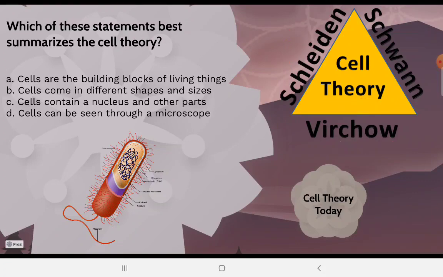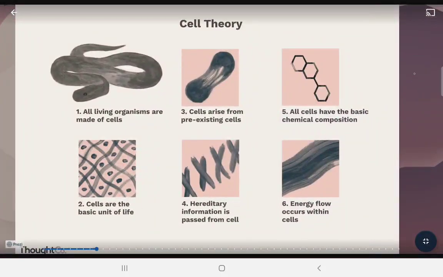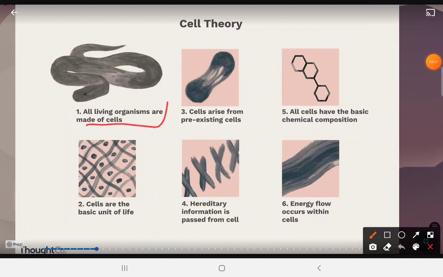And we've actually expanded upon that in this class. And so here's the actual 6 parts. All living organisms are made of cells. If you are alive, you are made of cells. And that includes single-celled organisms. Next, cells are the basic unit of life, meaning that the stuff inside of them isn't alive, but they're considered alive.